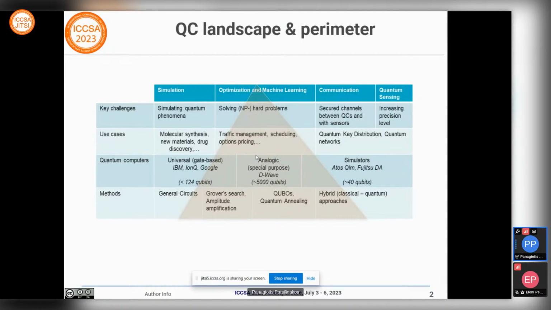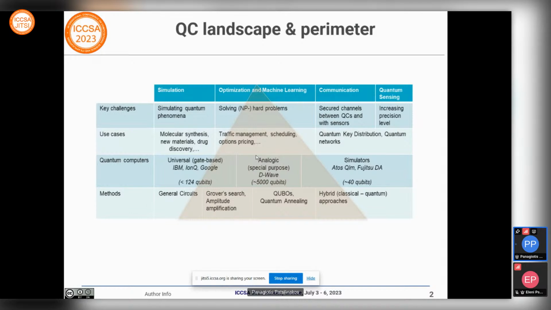So there are different applications of quantum technologies. You can try to do some quantum simulations, some quantum communications. There is quantum sensing as well. And here we are interested in quantum optimization. So the idea is to use quantum computers to solve some NP-hard problems, like traffic management and scheduling problems. You may know also that there are different types of quantum technologies, or quantum computers.